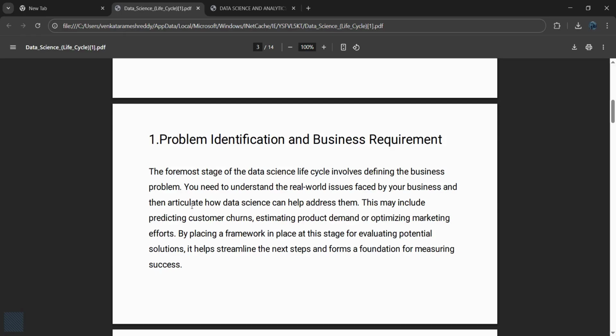The foremost stage of the data science life cycle involves defining the business problem. You need to understand the real world issues faced by your business and then articulate how data science can help address them. It means if you are doing any business, you will face a lot of problems. That is for sure, because without facing any problem, no one can grow in business. By facing problems only, you will become a good businessman, and by facing those problems only, you will achieve success.